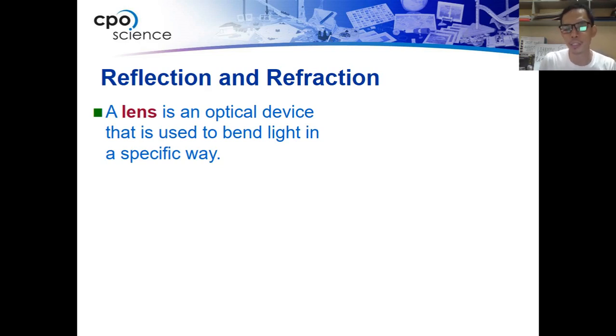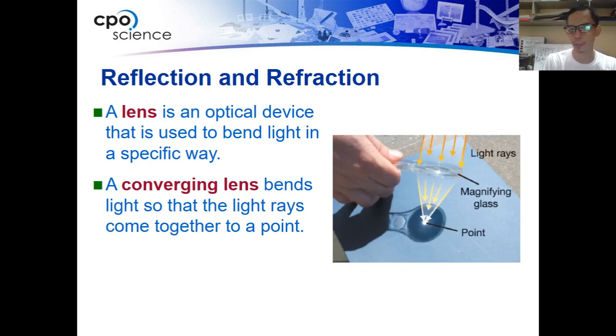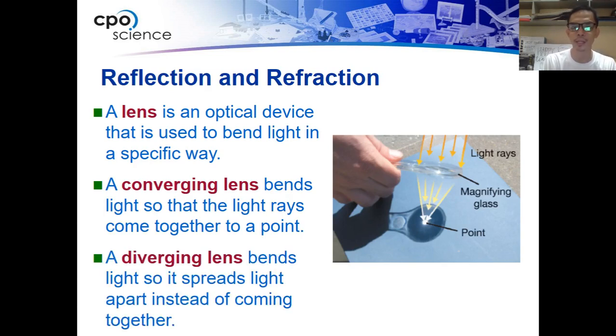There are some objects that bend light in a specific way. Therefore, these objects tend to refract light the moment it enters them. These are called lenses. They tend to bend the light in a certain way. There are two types of lenses: the converging lens and the diverging lens. Later, in the next videos, we will discover the difference between these lenses.